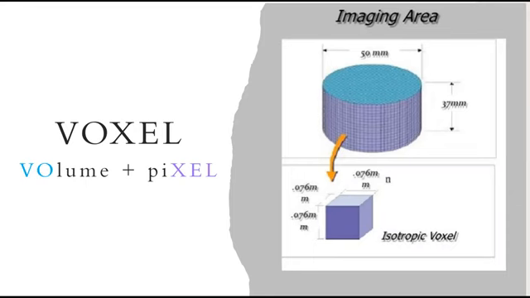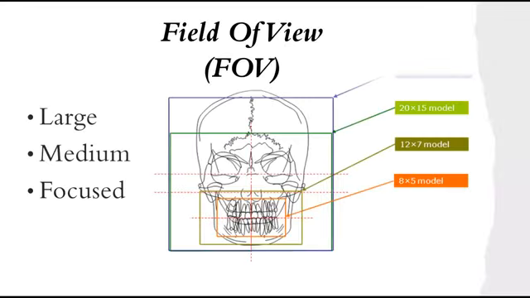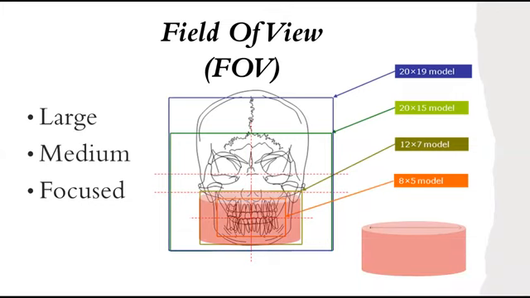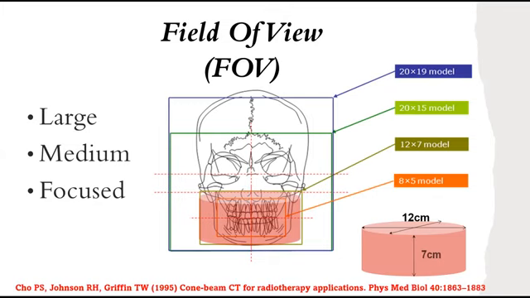The different fields of view range from 20 by 19 centimeters, which is considered the largest of the sensor, to the focused field of view of 8 by 5 centimeters. The medium field of view is what is depicted in the bottom right of the slide, the size of which is 12 by 7 centimeters.